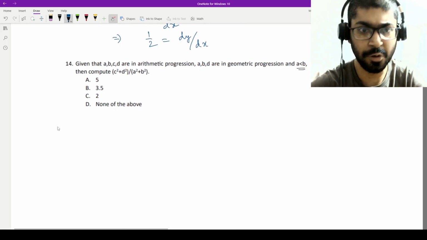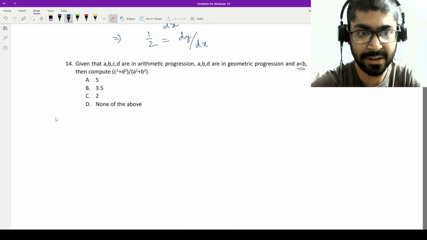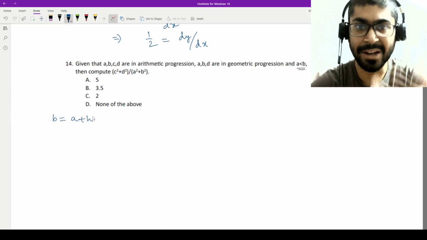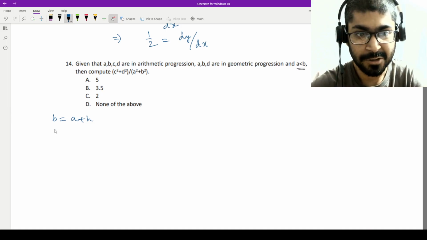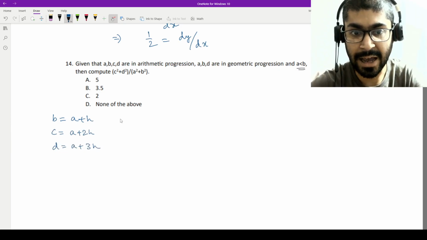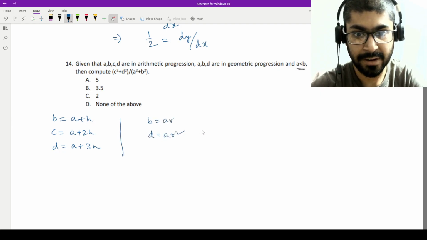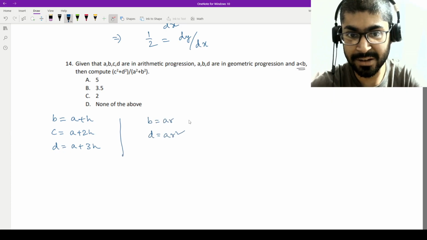Okay, fine. If we know that these are in arithmetic progression, then what can we write them as? We can write b as a plus h. I'm not using d as the common difference because d is already a variable here. We don't want you to get confused. So c will be equal to a plus 2h and d will be equal to a plus 3h, right? And a, b, d are in geometric progression. So b will be equal to ar and d will be equal to ar square. So b is equal to ar. This is also equal to a plus h, right?